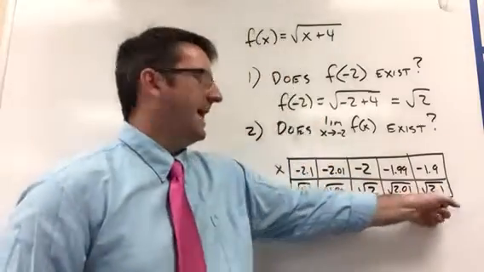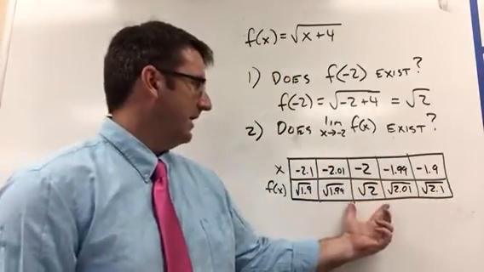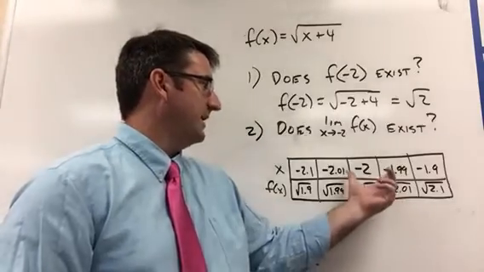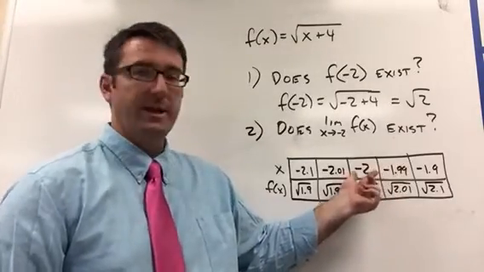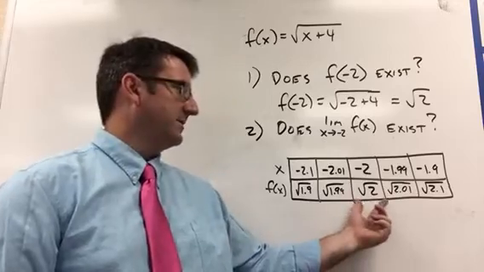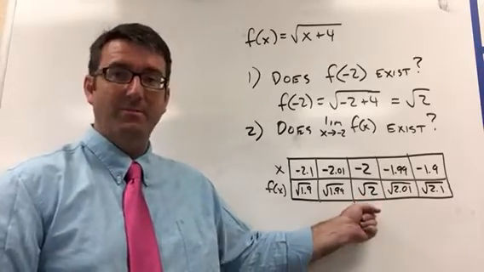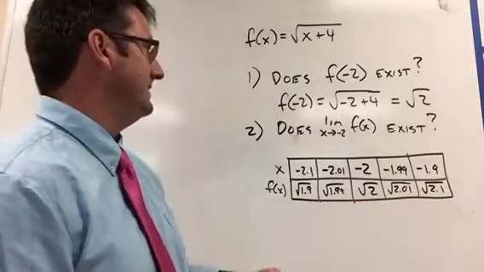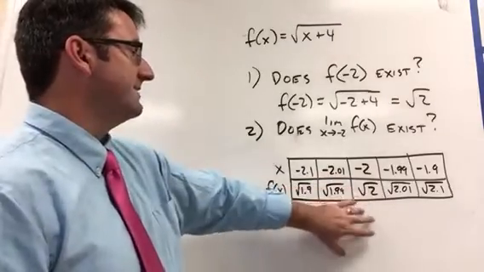And so you can see that as we get closer and closer, as x gets closer and closer to -2, the function is getting closer and closer to a single number. And that number is -2. So yes, the limit exists.